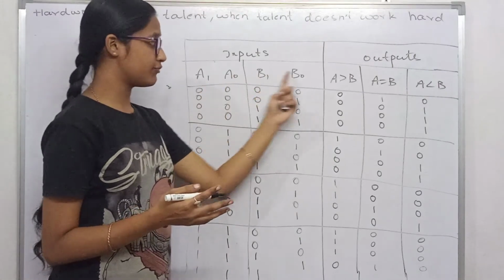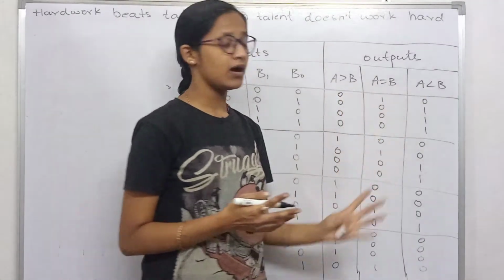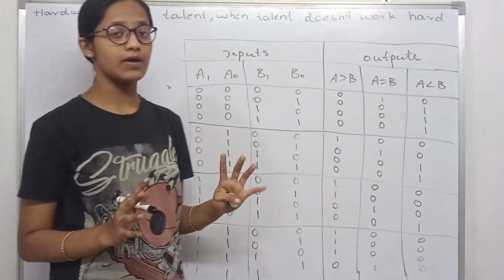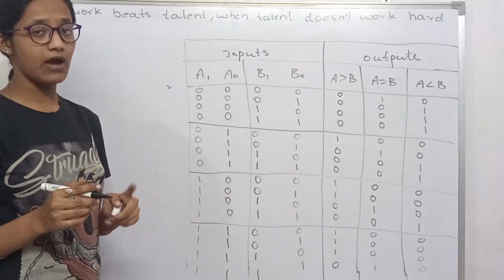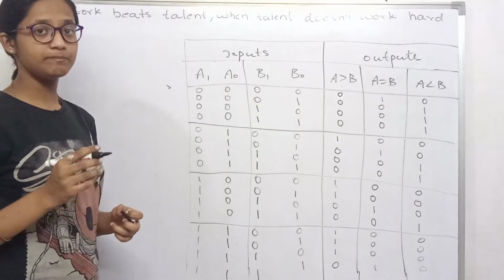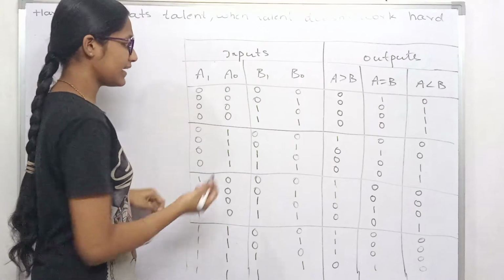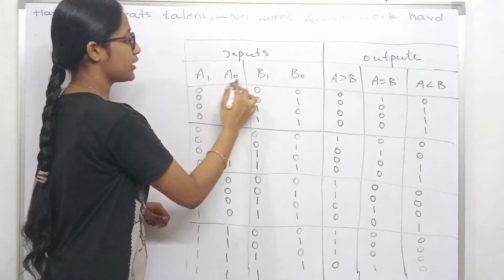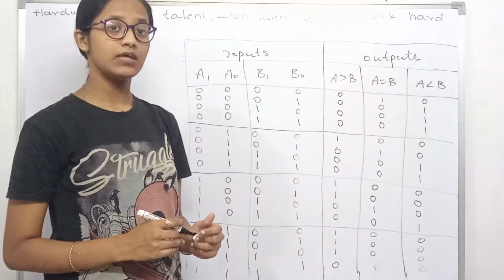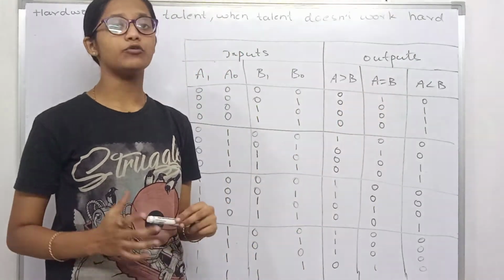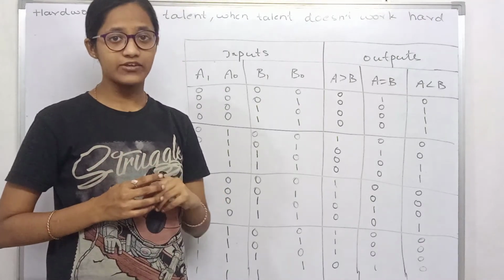Right? 1, 2, 3, 4. So 4 inputs and 3 outputs regardless of inputs. Then we have to name them. That is the third step to design a combinational logic circuit. I have named the inputs like this: A1, A0, B1, B0, and the outputs like this. Fine.